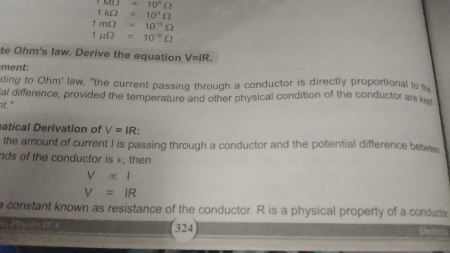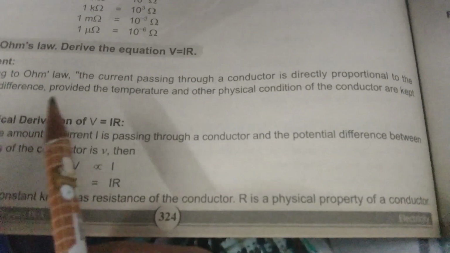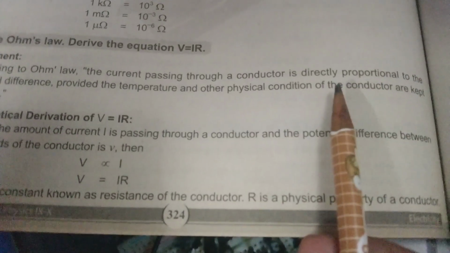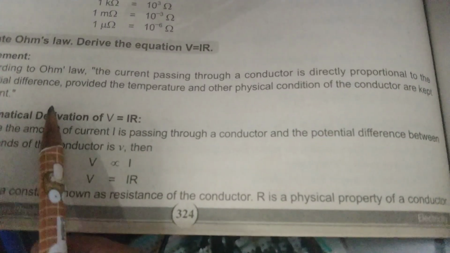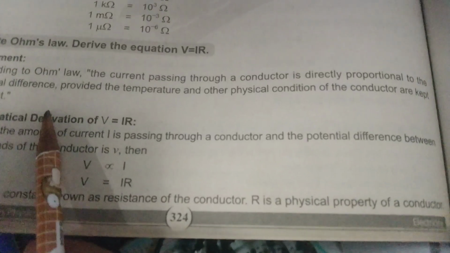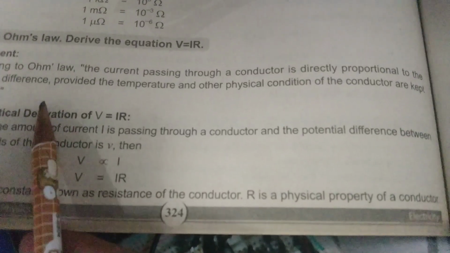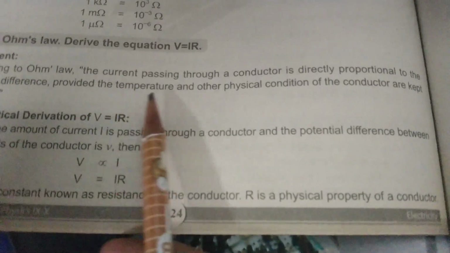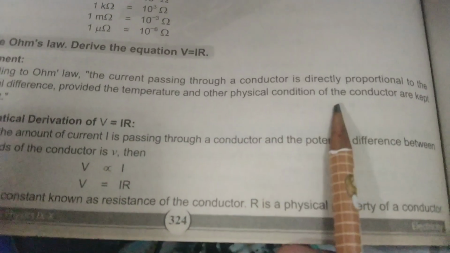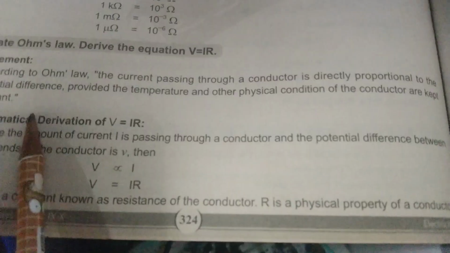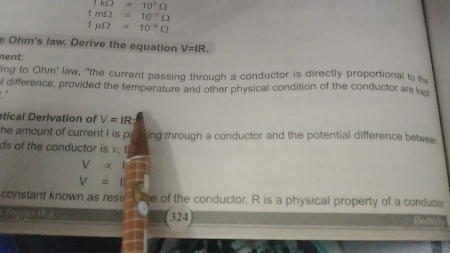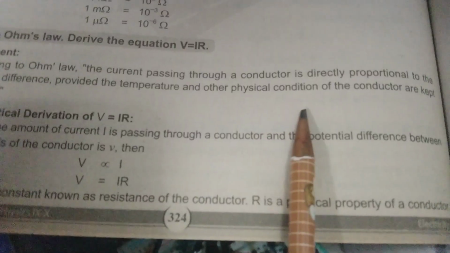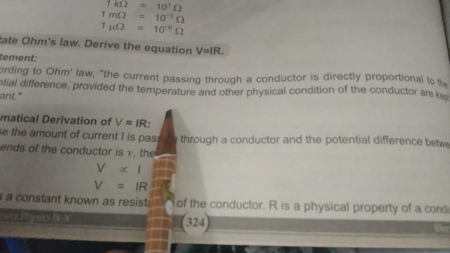This law says whenever current is passing through a conductor, it is directly proportional to the potential difference. Potential difference is the energy transfer, or you can say the difference between 2 points. The current passing through a conductor is directly proportional to the potential difference, provided the temperature and all other physical conditions of the conductor are kept constant, including temperature.